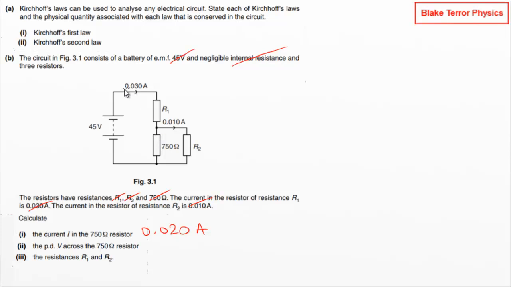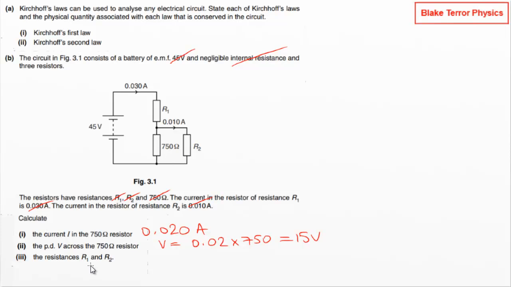So we've got 0.2 going through it. So we've got the V, the R and the I. So V is equal to 0.02 times 750. That's going to be 1500 divided by 100. Yeah, so 15 volts. Cool. Resistance is R1 and R2.